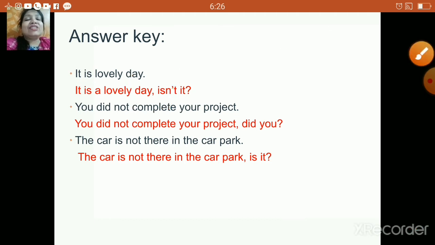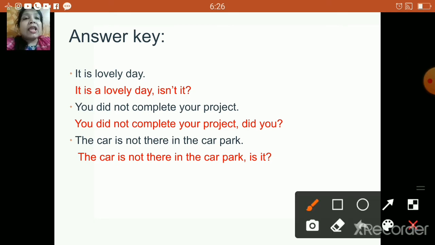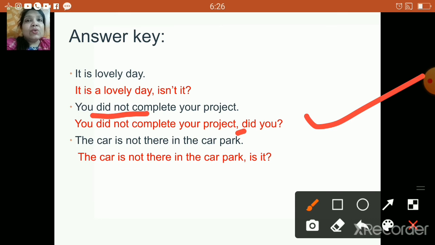Now let us check the next one. You did not complete your project. Yes, now the answer is, you did not complete your project, comma, did you, right? This is the correct one. This was a negative sentence. We changed it into a positive question tag.